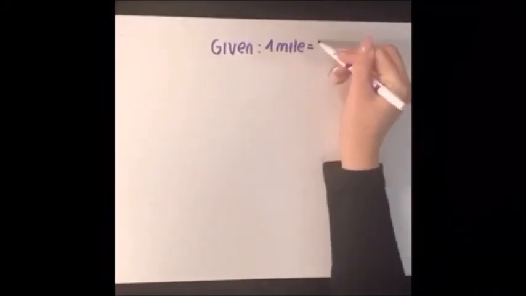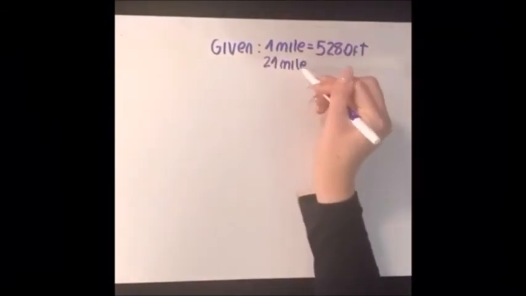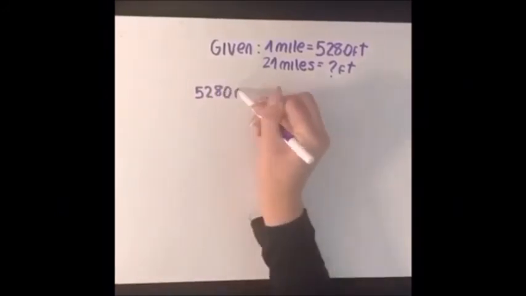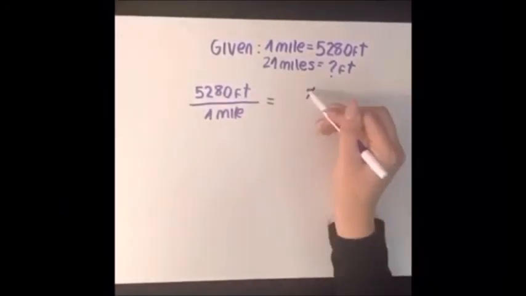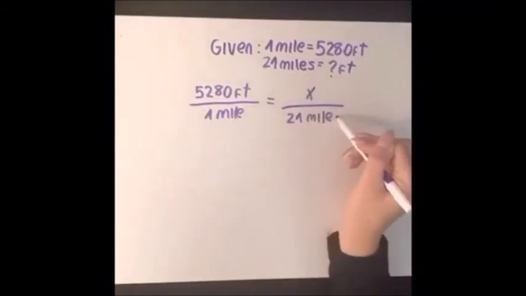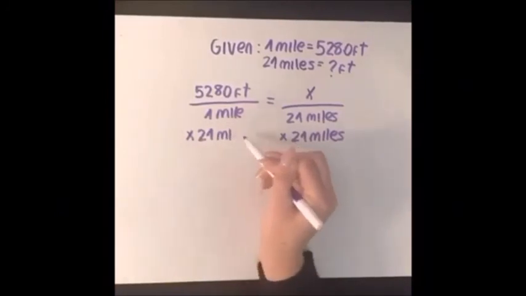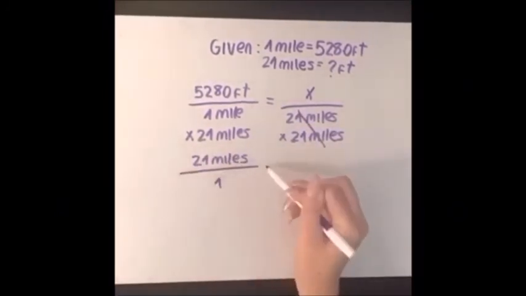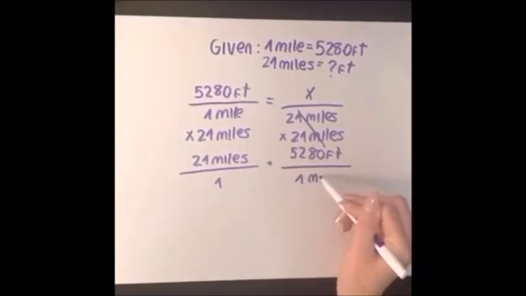For this equation, you are given that 1 mile equals 5,280 feet. And you are trying to see how many feet equals 21 miles. First, you set up an equation of 5,280 feet over 1 mile equals x over 21 miles. Now you have to multiply 21 miles to both sides to get x by itself. And you will end up with 21 miles over 1 times 5,280 feet over 1 mile.